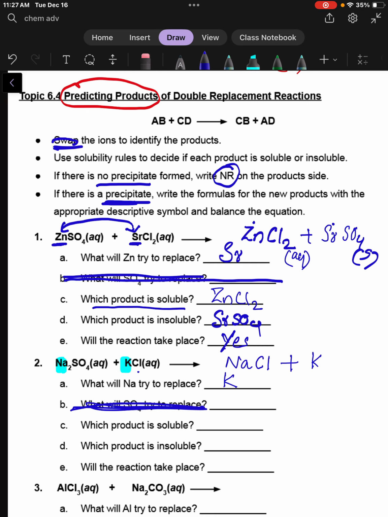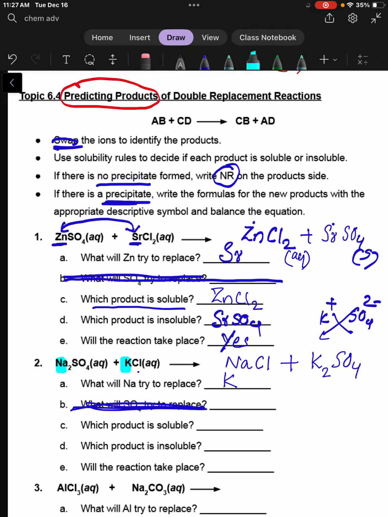Potassium goes with sulfate. Potassium has a charge of 1, sulfate has a charge of 2. I can write that if anyone needs that. So it is like crisscrossing. So you need 2 potassium and 1 sulfate. So which product is soluble?